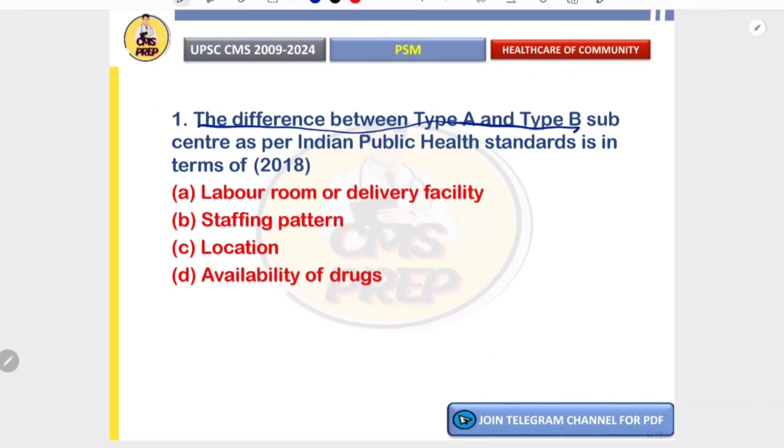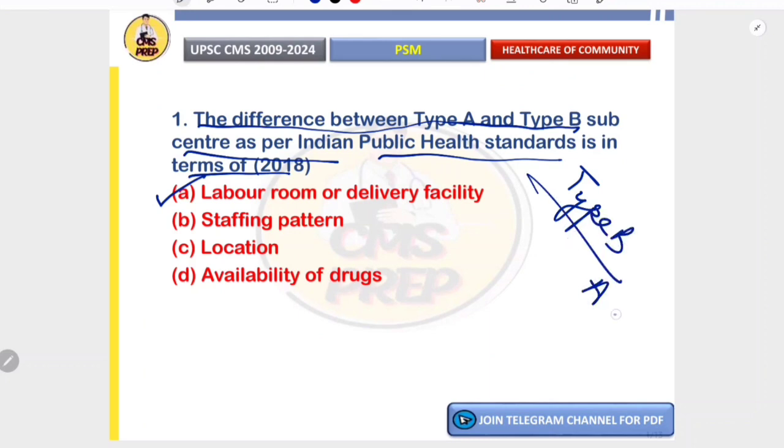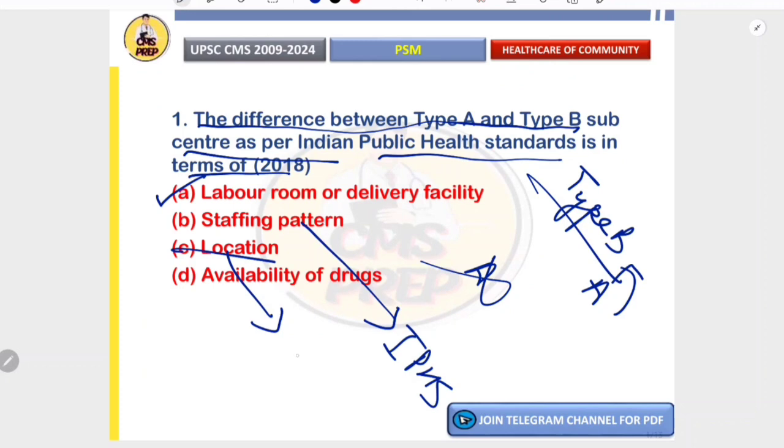The difference between type A and type B subcenter as per Indian Public Health Standard is in terms of? The correct answer is labor room or delivery facility. Why? Type B subcenter are upgraded version of type A that have labor room facilities for delivery, while type A does not have labor room or delivery room. Staffing pattern is same as per IPHS. Location, both can be in rural areas, location does not define the type. Availability of drugs is based on essential services, not based on type A or type B. Hence the correct option is A.